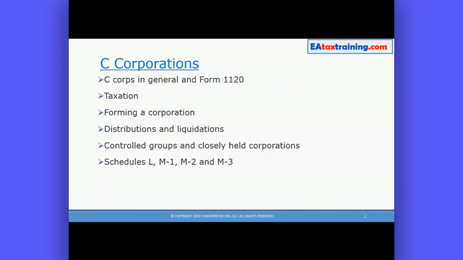What we will study specifically in this video are C corps in general and Form 1120, taxation of C corps, forming a corporation, distributions and liquidations, controlled groups and closely held corporations, and then we'll take a look at Schedules L, M-1, M-2, and M-3.